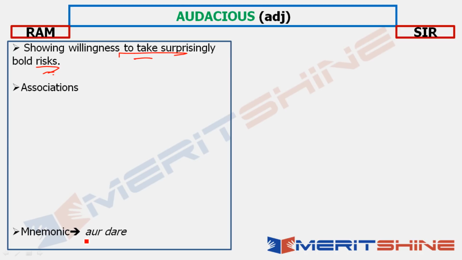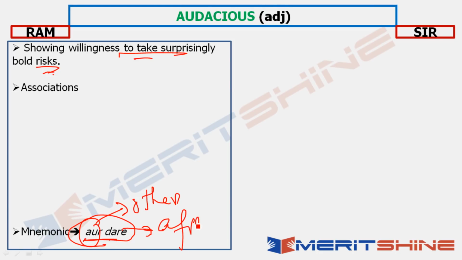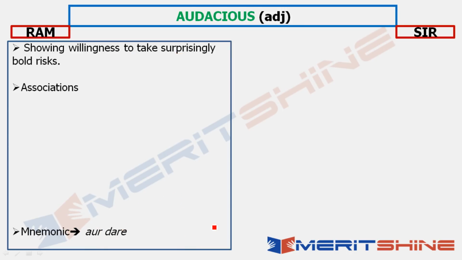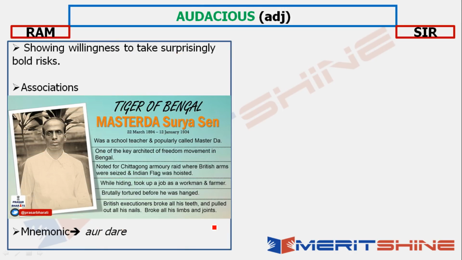When you do something by which other people dare, meaning other people are afraid. So when others get afraid of your work is when you are audacious, right? So that's the mnemonic. So who is the hero of audacious? Yes, Tiger of Bengal, Master Da Surya Sen.